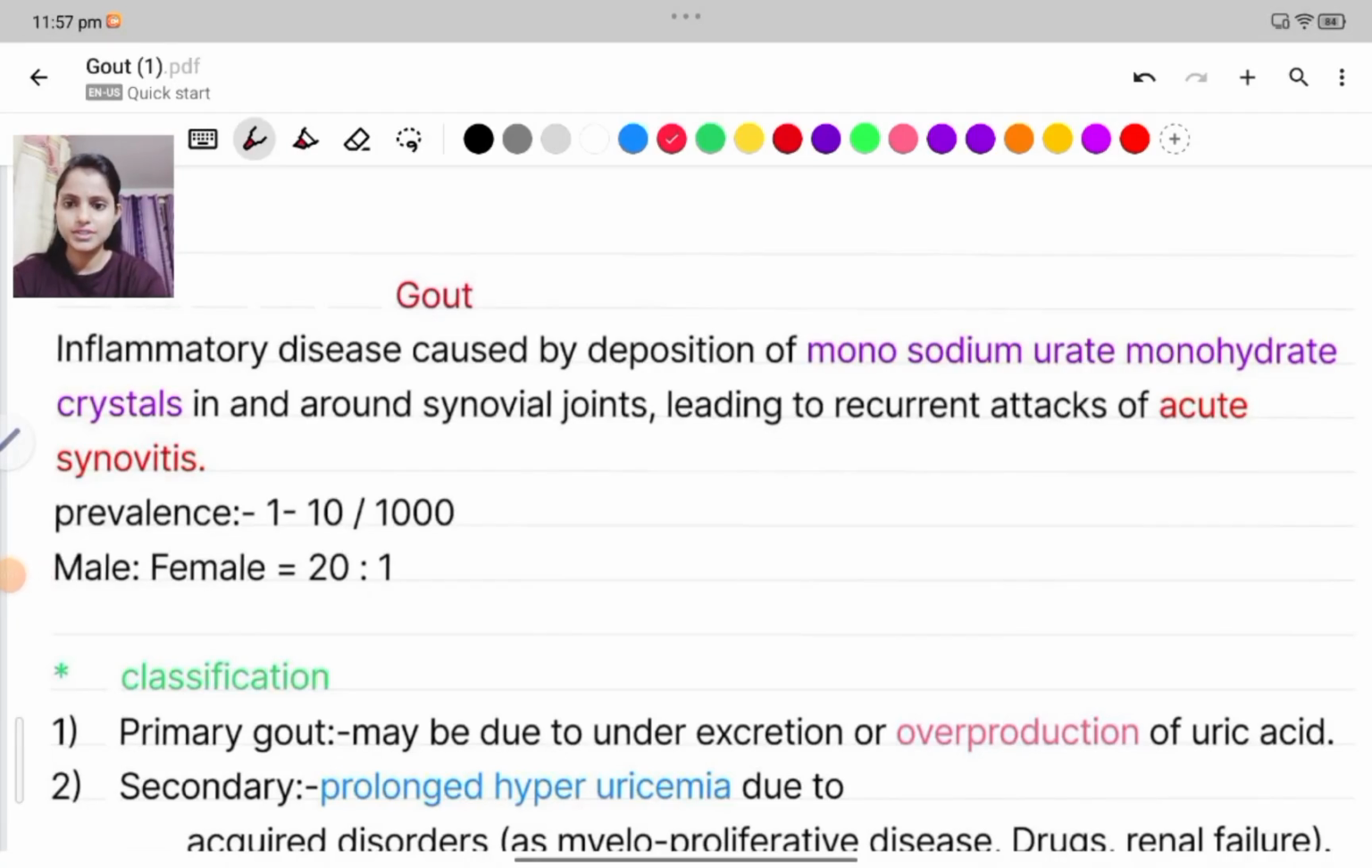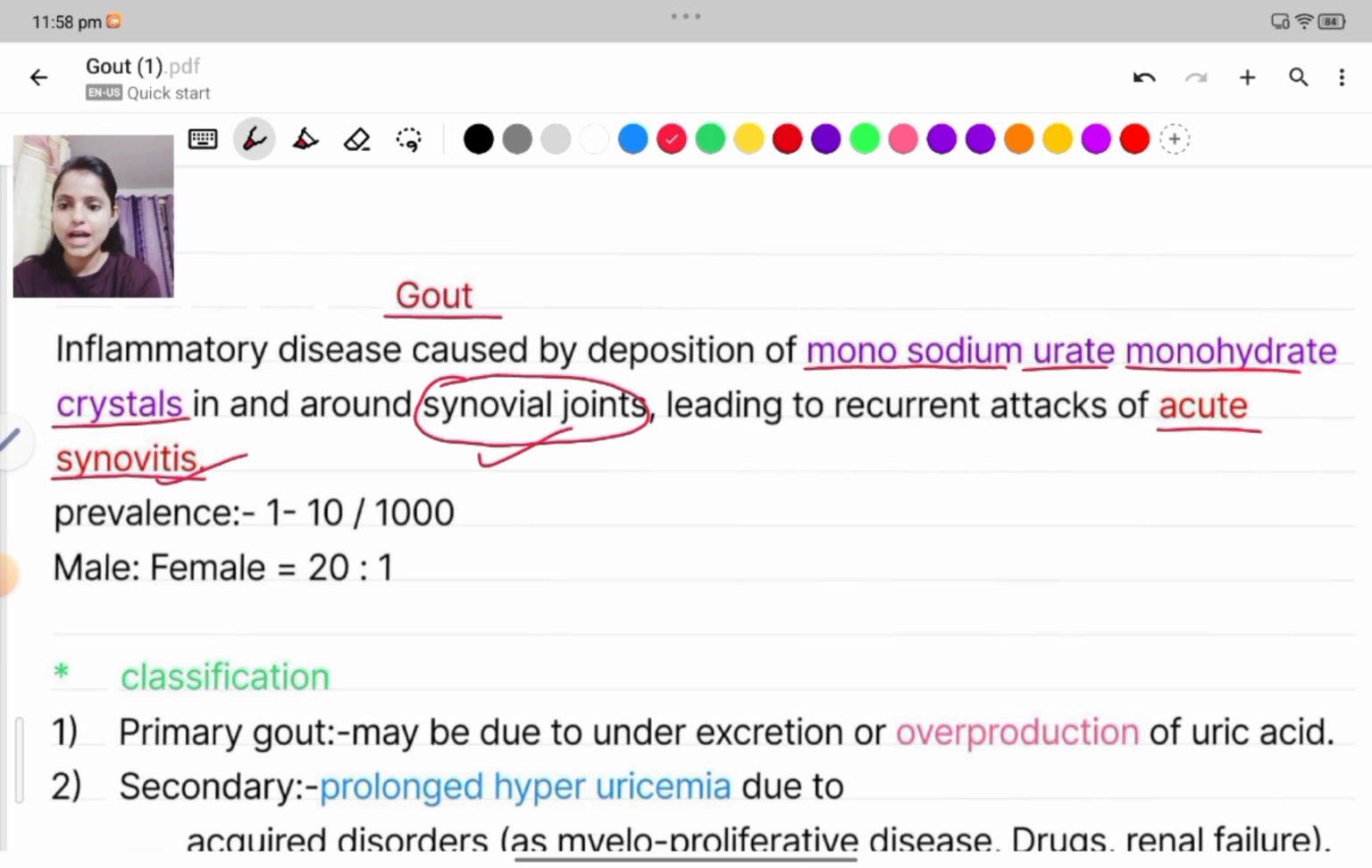Let's study gout. Gout is an inflammatory disease caused by deposition of monosodium urate monohydrate crystals in and around synovial joints, leading to recurrent attacks of acute synovitis. So gout is an inflammatory disease. It is due to the deposition of monosodium urate monohydrate crystals in the synovial joints, due to which recurrent attacks of acute synovitis occur.